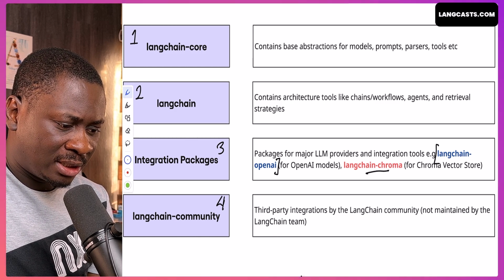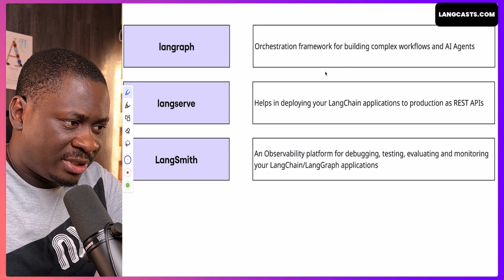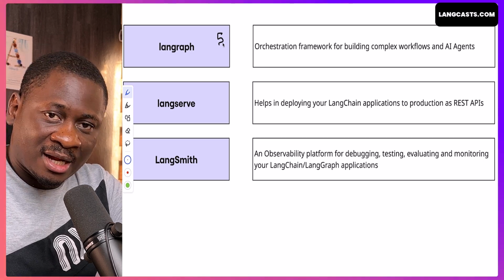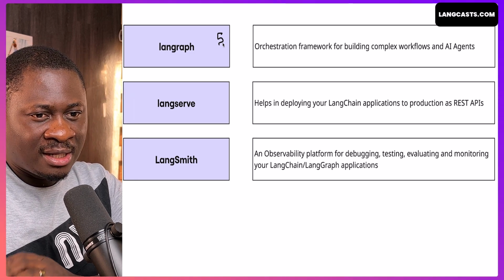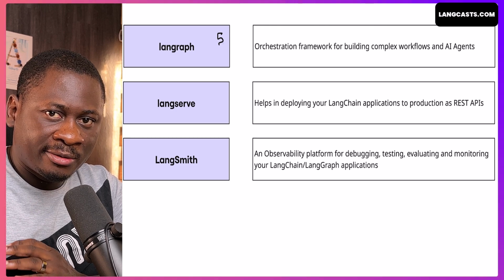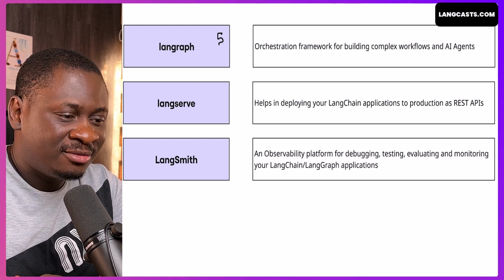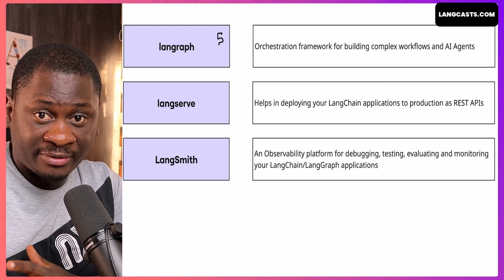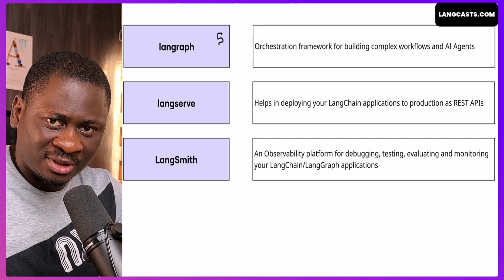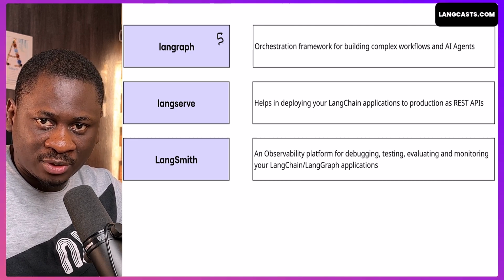So let's go and check others. After LangChain community, we then have LangGraph. LangGraph should be number 5, right? Yeah, LangGraph. LangGraph is LangChain's orchestration framework for building complex workflows, and specifically for AI agents, because AI agents are very, very complex workflows. Like I told you, AI agents are another level of orchestration, more complicated than simple chains that you can build with LangChain.